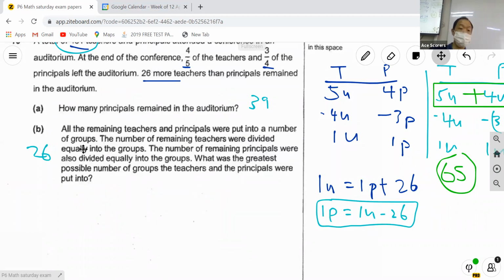All of them were put into a number of groups. The number of remaining teachers were divided equally. Okay, so the groups are separate, okay? What's the greatest possible number of groups? All right, I know how you get it.